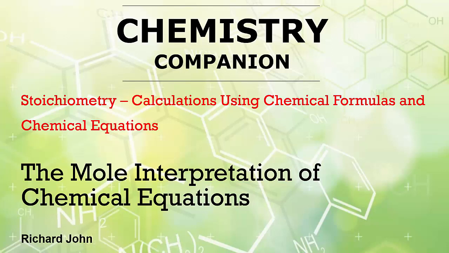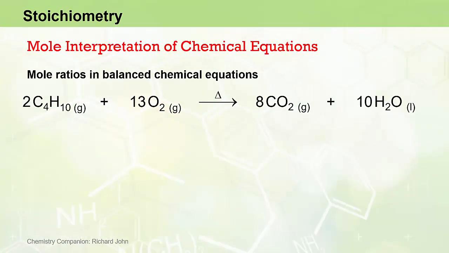Previously, we used the molar mass equation to do some useful calculations involving chemical formulas. In this video, and the few that follow, we will use the molar mass equation to do some useful calculations involving chemical equations. To do this, we will revisit our understanding of chemical equations, and in particular the mole interpretation of a chemical equation. Here we have a balanced chemical equation representing the combustion of the hydrocarbon butane, C4H10, in the presence of oxygen to produce carbon dioxide and water.